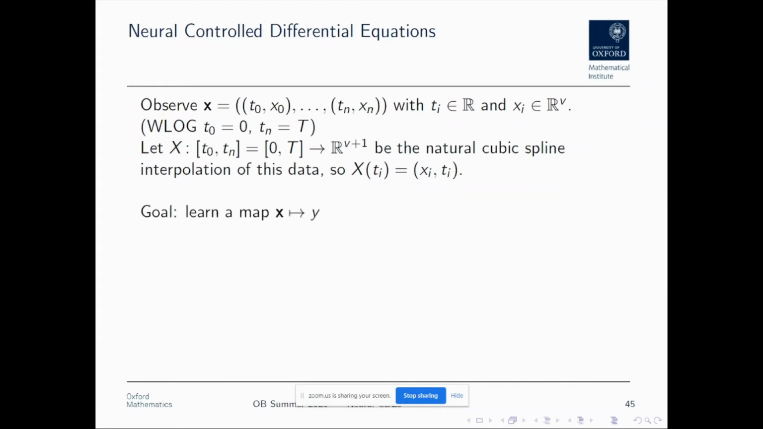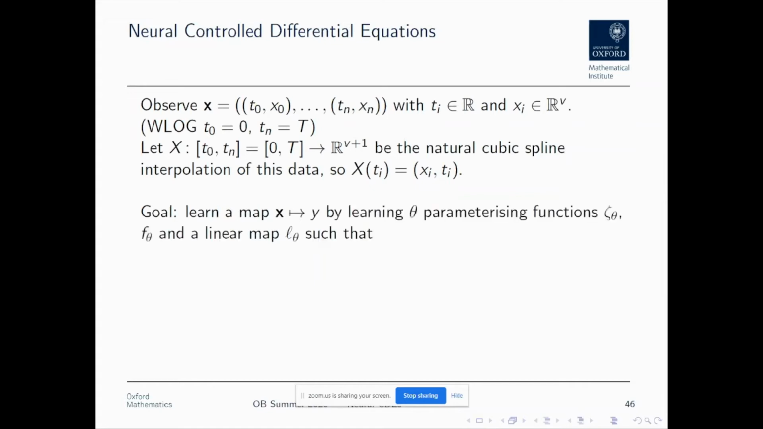Okay, with this in hand, we're now going to try and learn our map as before from some time series. We're going to do it by learning zeta, f, and l, such that we have some initial condition, which is a function of our first time point, and then we evolve according to this controlled differential equation. As you can see inside this differential equation, this is a Riemann-Stieltjes integral, and we have this matrix-vector product between f and dx.